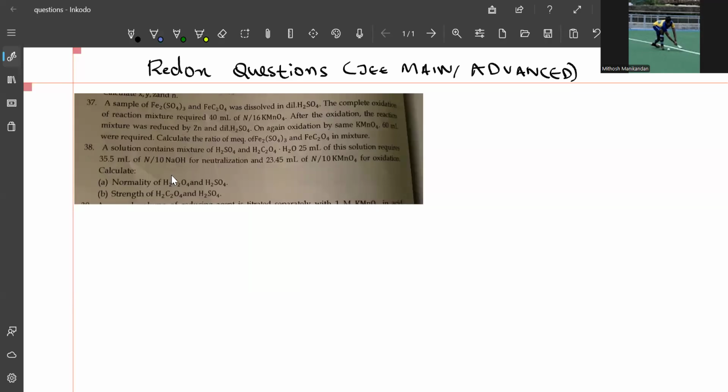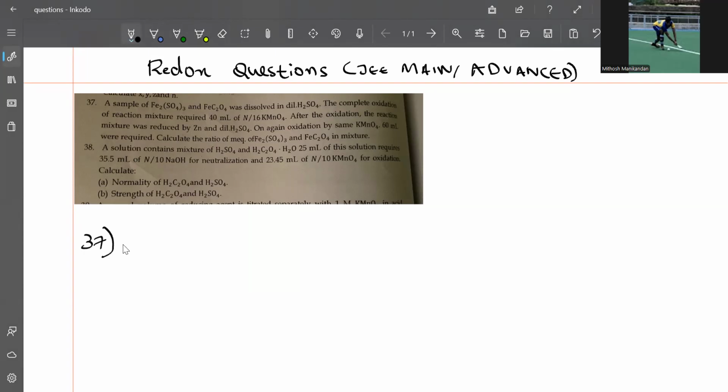So let's see both of these questions. This is from the redox reactions, right? Okay, so the question number 37. Let's see what to do.